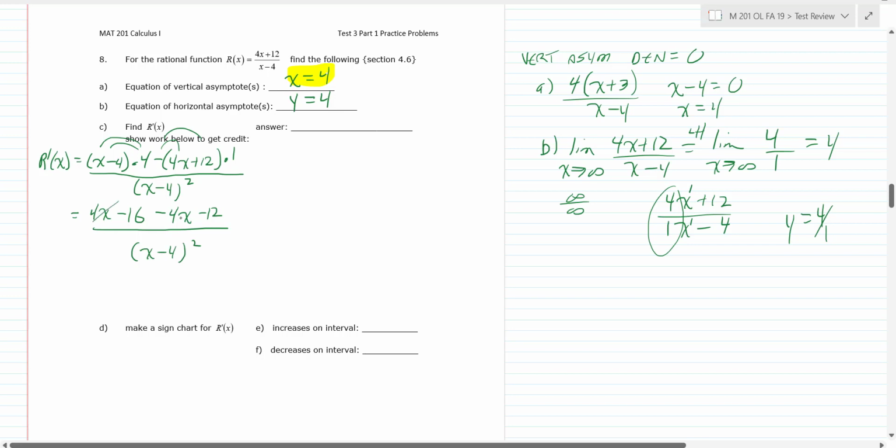So notice the 4x's go to 0. Collect your like terms, you're going to get negative 28 over x minus 4 to the second. All right, so we do have our first derivative, r prime of x is negative 28 over x minus 4 to the second. All right, now we're going to work with that derivative.